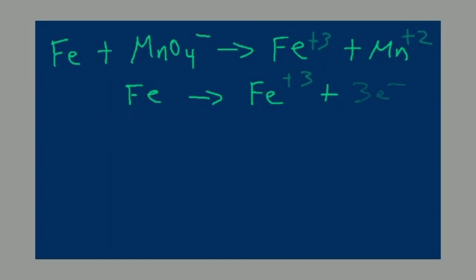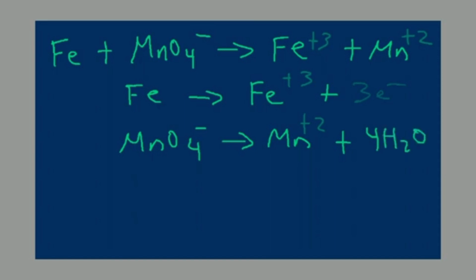Now let's move on to the next half reaction. So we have permanganate, and it's turning into Mn plus 2. So the manganese atoms are balanced in this reaction. We need 4 oxygen atoms, so let's add 4 water molecules to the right side. Now that we have 8 hydrogen atoms, we've got to add 8 H plus ions to the left side. So now that's balanced.